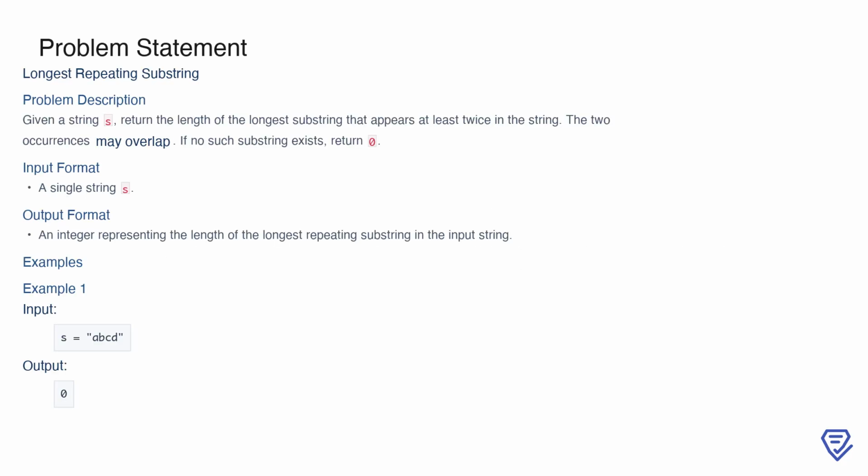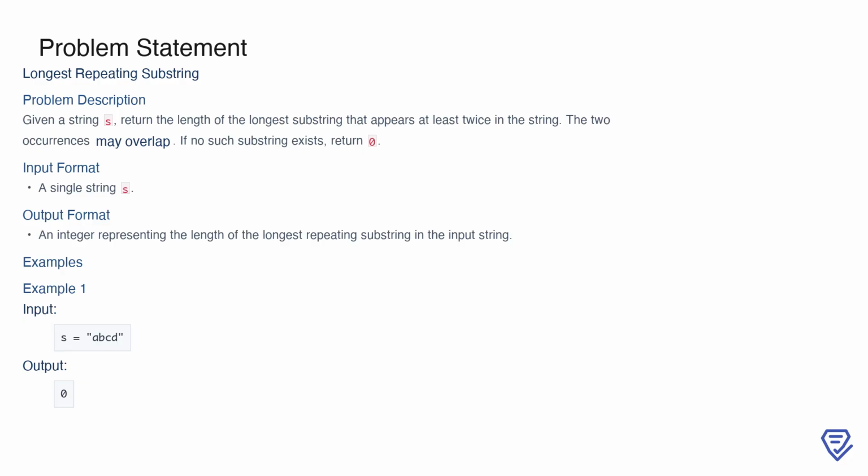In this problem, we are tasked with finding the length of the longest substring within a string S that appears at least twice. These occurrences are allowed to overlap. If no repeating substring exists, the result should simply be 0. For the input format, we are provided with a single string S. The output is an integer, which represents the length of the longest repeating substring.